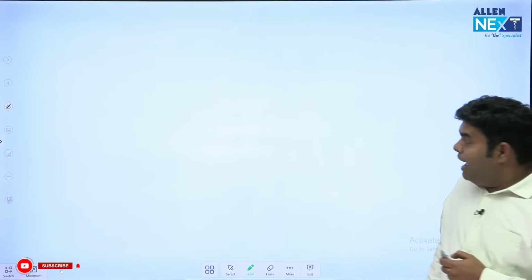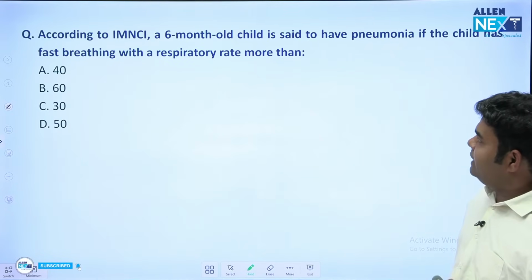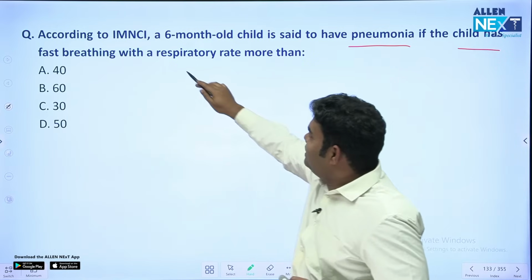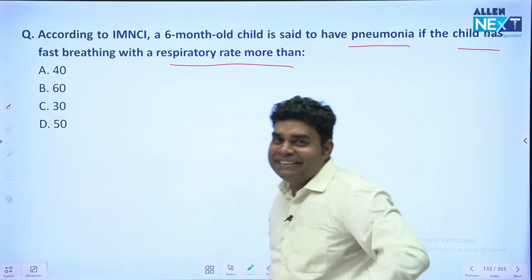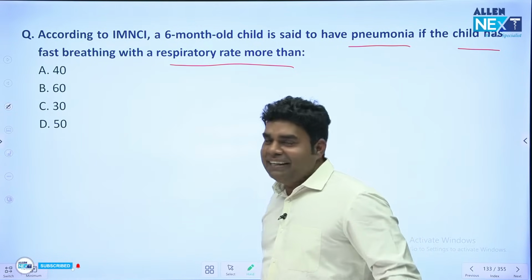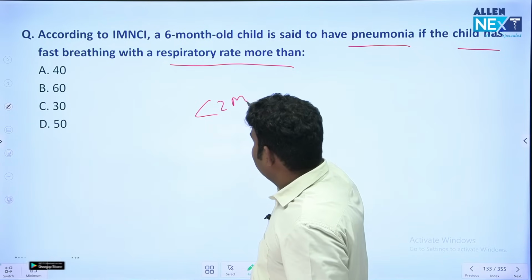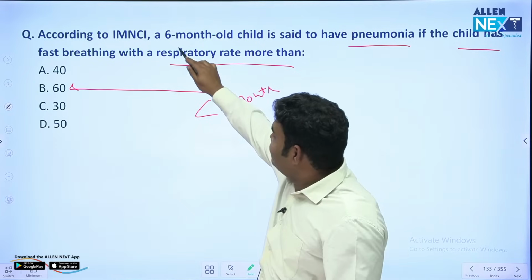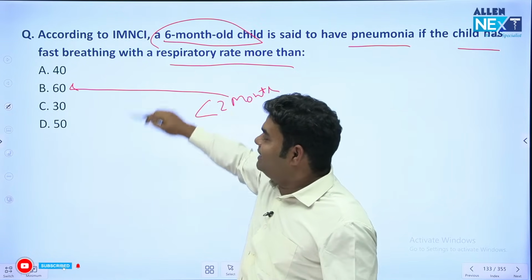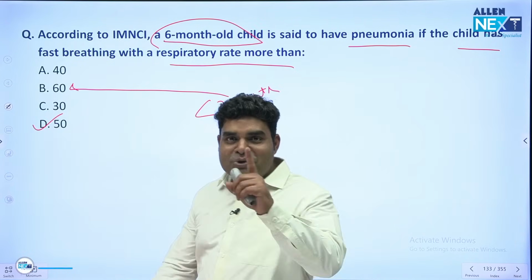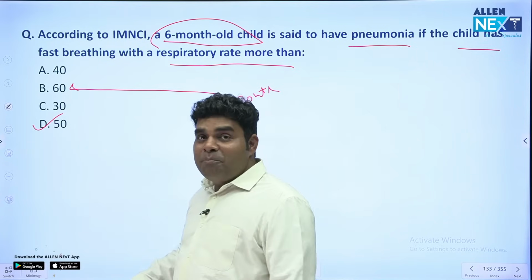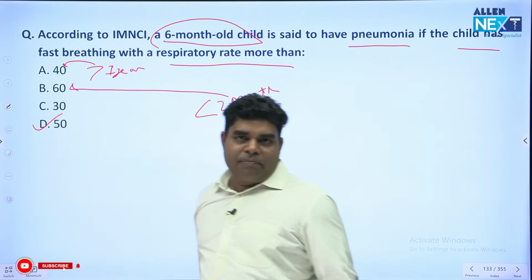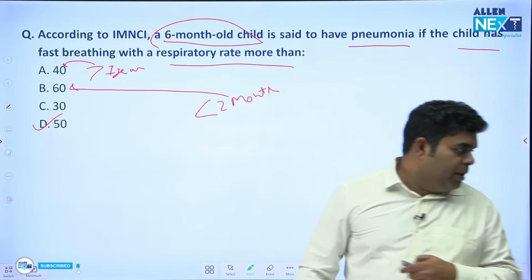Okay, next question. According to IMNCI, a 6-month-old child is said to have pneumonia if the child has fast breathing with a respiratory rate. This you have to answer. We have discussed it in the class already. Less than 2 months, answer will be 60. 2 months to 1 year, answer will be 50. 2 months to 1 year. And more than 1 year, answer is 40. Okay, so this is very important to remember.